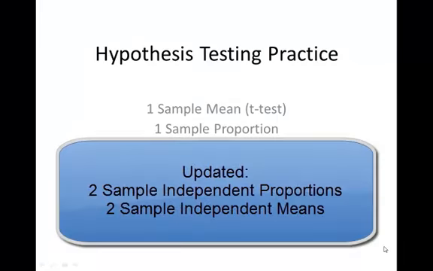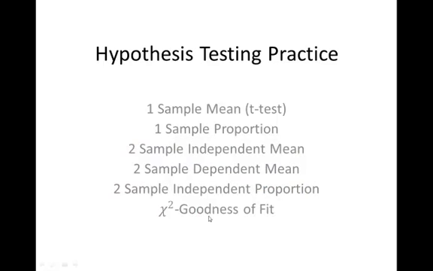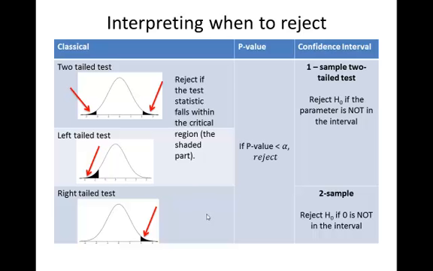In this video, we will review all of the types of hypothesis testing that we've covered. We've covered one sample mean with the t-test, one sample proportion, two sample independent means, two sample dependent means, two sample independent proportions, and the chi-square goodness of fit test. Here's our summary of the three ways to perform hypothesis testing.